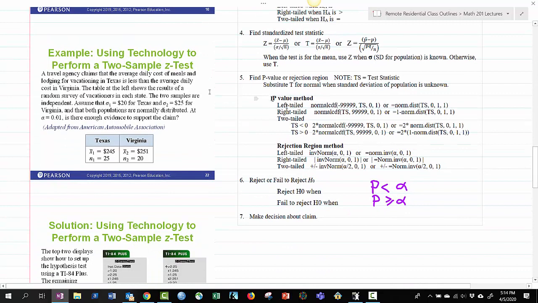So, using technology to perform a two-sample z-test: a travel agency claims that the average daily cost of meals and lodging for vacationing in Texas is less than the average daily cost in Virginia. I guess they're trying to get people to vacation in Texas instead of Virginia. Anyway, the table at the left shows the results of a random survey of vacationers in each state, while the table below does as well. Assume that the population standard deviation equals 20 for Texas and 25 for Virginia, and that both populations are normally distributed, at the alpha equals 0.01 level. Is there enough evidence to support the claim?